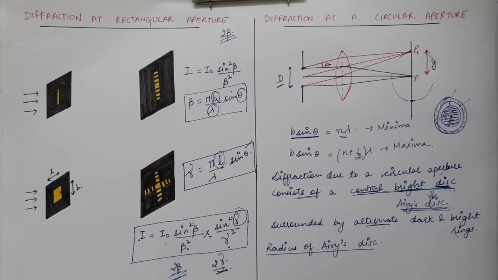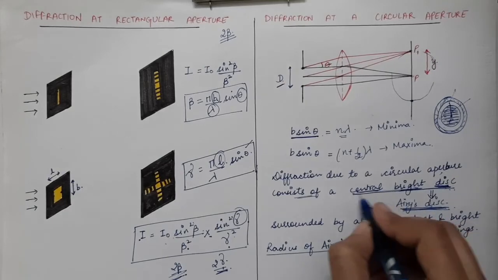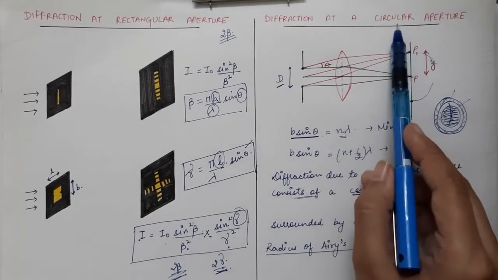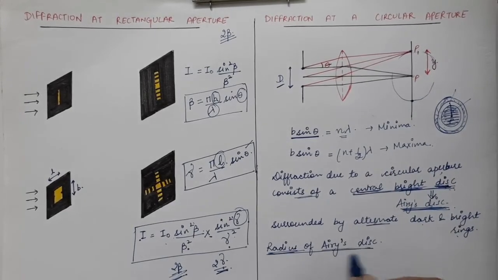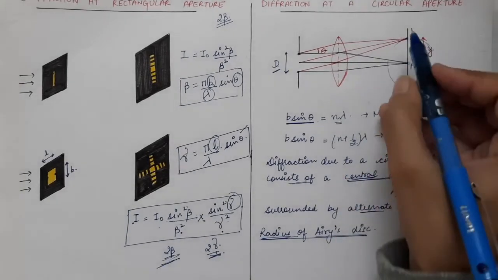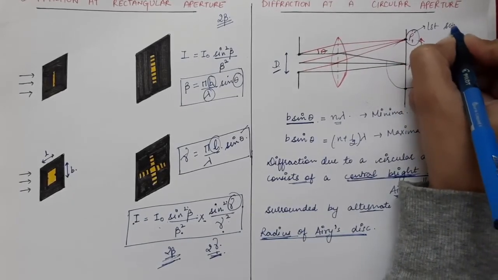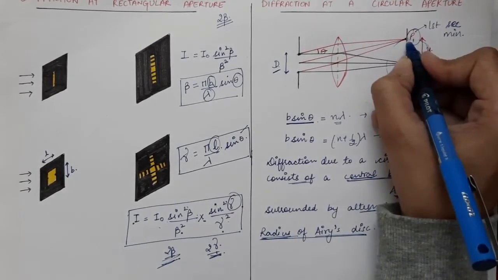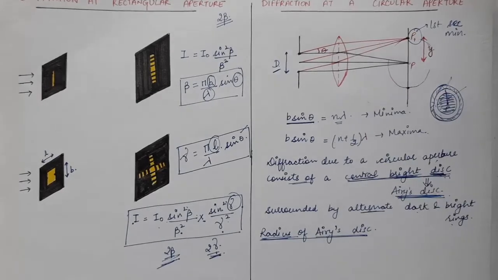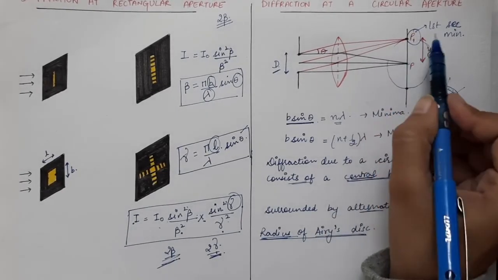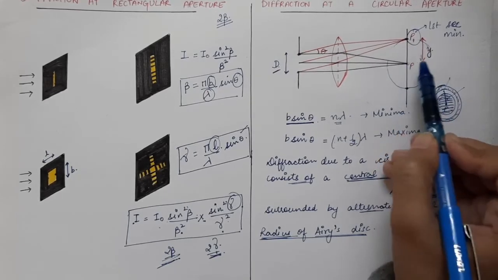So now we are going to see how we find the radius of this Airy's disk. Airy's disk is nothing but the central bright disk which is obtained in the case of a circular aperture. So now we are going to find the expression for the radius of this Airy's disk. Now let's consider this point P1. This is the first secondary minimum, and between P1 and P point we obtain the central maximum. So this P1 point is considered to be the first secondary minimum. So this y distance will be nothing but the radius of the Airy's disk.